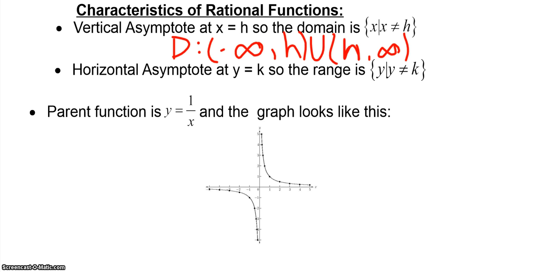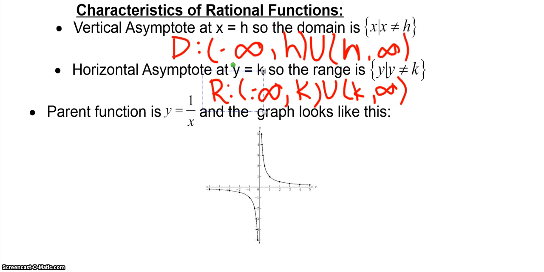Okay, the horizontal asymptote is y equals k. So the range is y such that y doesn't equal k. So again, it's like everyone's invited to the party except for k. So our range is going to go from negative infinity to k, union, k to infinity.